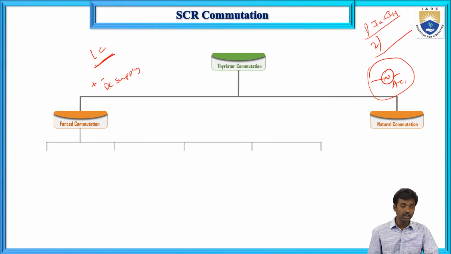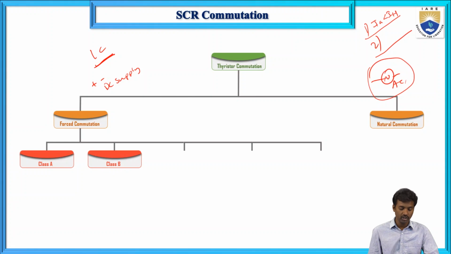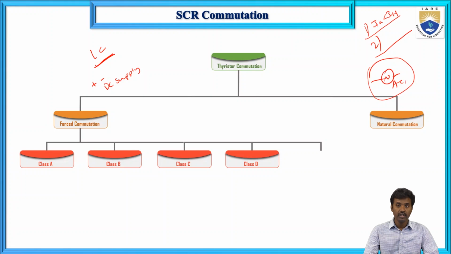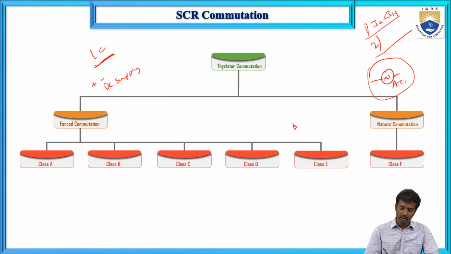In forced commutation we have 5 types: Class A commutation, Class B commutation, Class C commutation, Class D commutation. All of these, Class A, B, C and D, we already discussed. Today I am going to explain Class E, and under natural commutation, Class F commutation. Class E commutation is external pulse commutation. Class F commutation is natural commutation or line commutation.